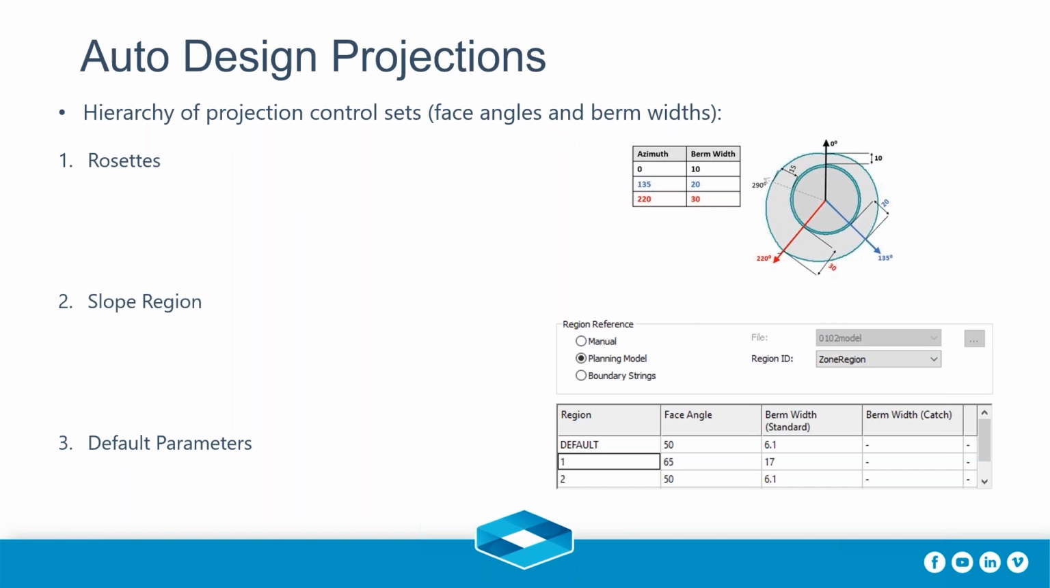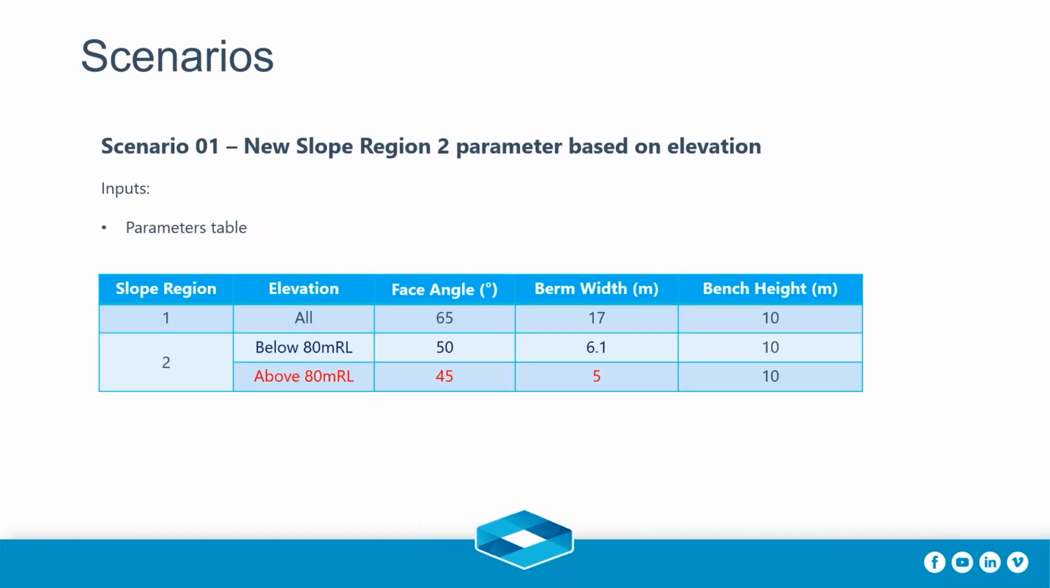Knowing this, we can jump to our scenario 1. For scenario 1, I would like us to imagine that the slope region 2 parameters have been changed based on the elevation. As you can see in the table, there are different parameters for below the level 80 and for above it. So we can say that the changes were done based on elevation.